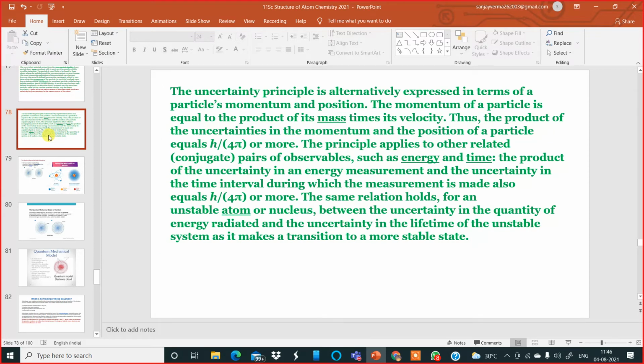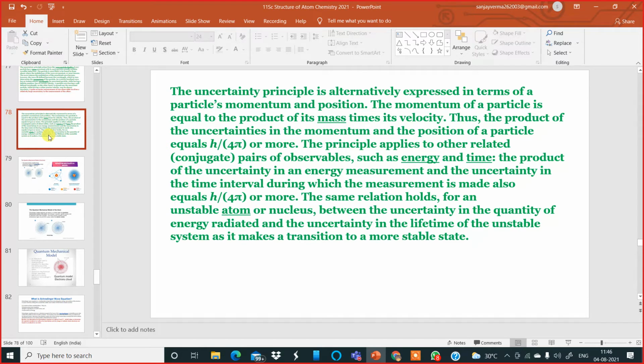Now, the reason for the uncertainty is that microscopic small particles like electrons are very, very small. They are not big like automobiles or buses or trains.